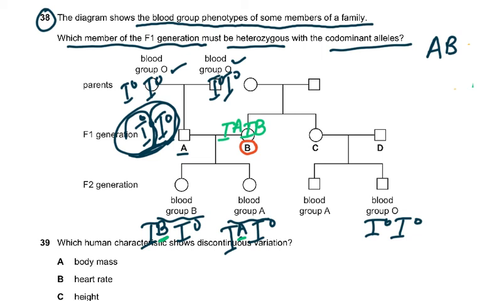Now in this situation, of course, we have one. So now look at this one, I want to explain this to you as well. That means IO has come from one parent and IO has come from the other parent. But then this child is group A, so one parent has to be giving them IA. So this is how we had to figure this out and come up with this answer, and why B was the answer to this.